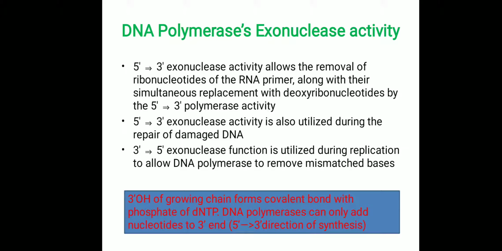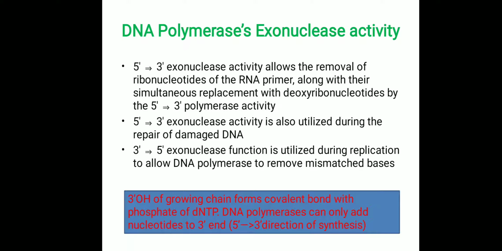Here we will see the three main exonuclease activities. One is 5' to 3' exonuclease activity. This allows the removal of ribonucleotides of the RNA primer along with their simultaneous replacement with deoxyribonucleotides by 5' to 3' polymerase activity. This is also utilized during repair of damaged DNA or mismatched DNA.